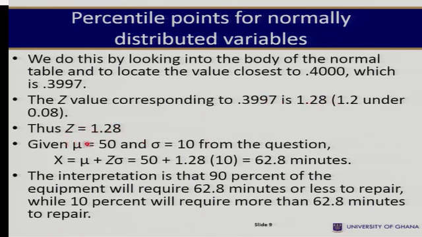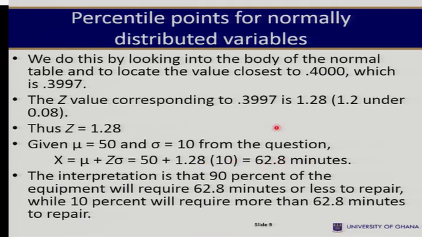So given that our mu is 50 and our sigma is 10, then to calculate the equipment repair time at the 90th percentile, it's a matter of substituting these values into this formula. Because we know our mu is 50, our z is 1.28, our sigma is 10. So 50 plus 1.28 times 10 gives us 62.8 minutes.